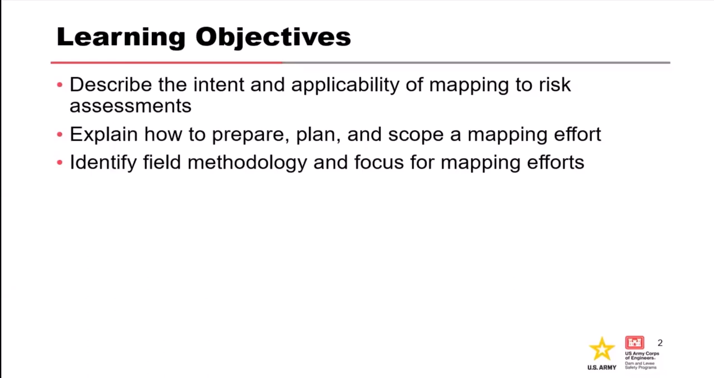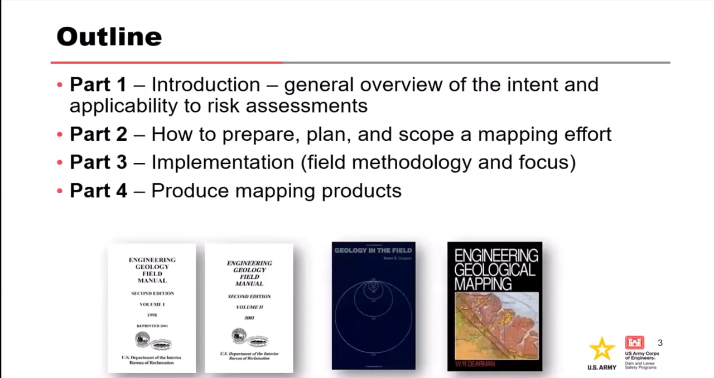So the overall learning objectives are going to be to ultimately describe the intent and applicability of mapping related to risk assessments. We'll get into that a little bit. Explain how to prepare, plan, and then scope a field mapping effort, and then identify field methodologies and focuses to target your field mapping. And then here's the outline. That's pretty much saying the same thing. We're going to do an intro, an overview of the intent and applicability of how field mapping can be applied to risk assessments, how to prepare for, implement, and then produce mapping products, and we have some examples.